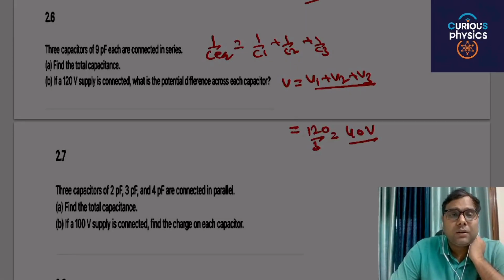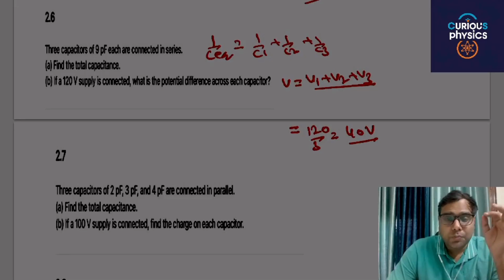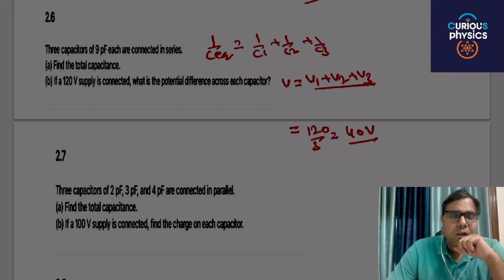Equally divided, but not all the times is the potential equally divided. The potential is divided equally only in one case, when the capacitance is the same. If the capacitance is not the same, it will not be equal. But in this case, it is 40 volt.